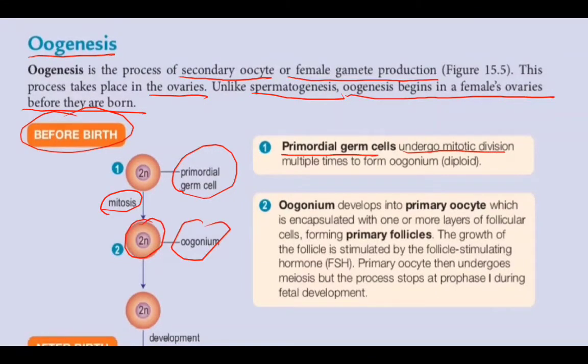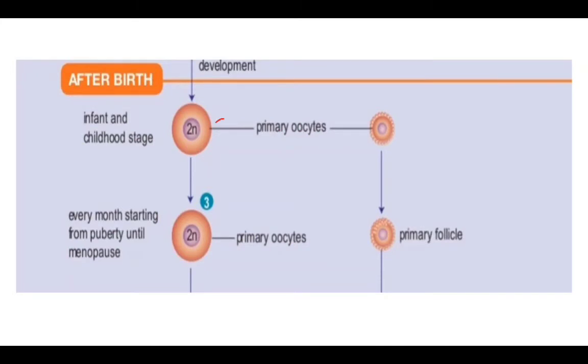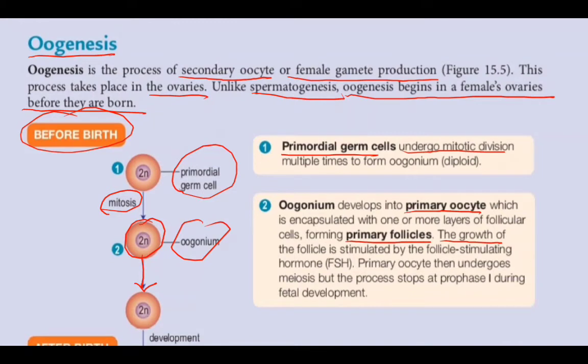Then the oogonium develops into a primary oocyte, which is encapsulated with one or more layers of follicular cells, forming primary follicles. This is the primary oocyte. The primary oocyte encapsulated with layers of follicular cells forms the primary follicle. The growth of the follicle is stimulated by the follicle stimulating hormone FSH. The primary oocyte then undergoes meiosis, but the process stops at prophase 1. Remember, it stops at prophase 1 during fetal development.